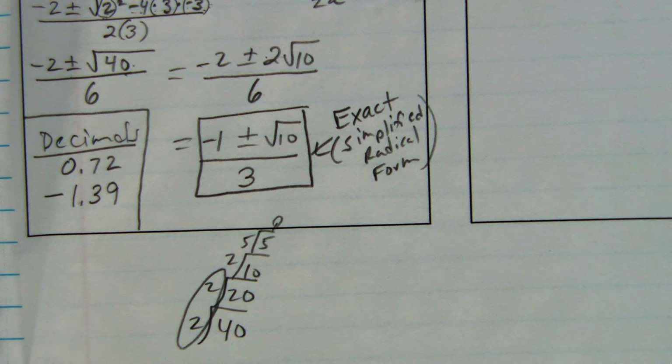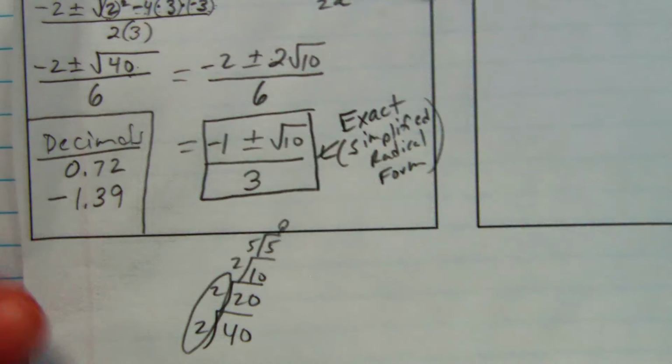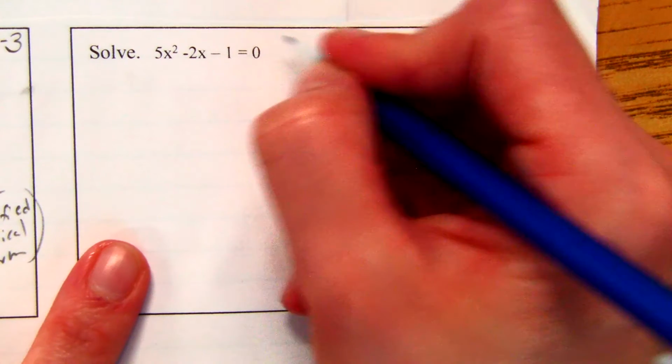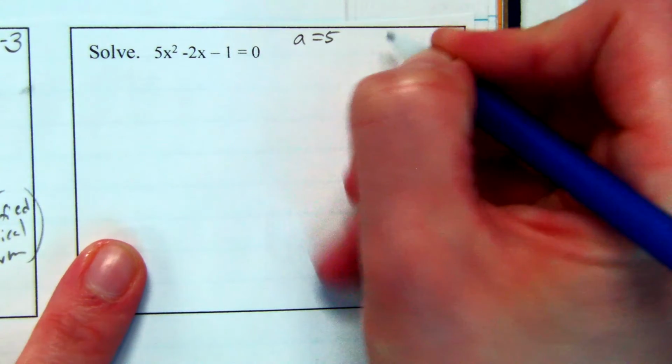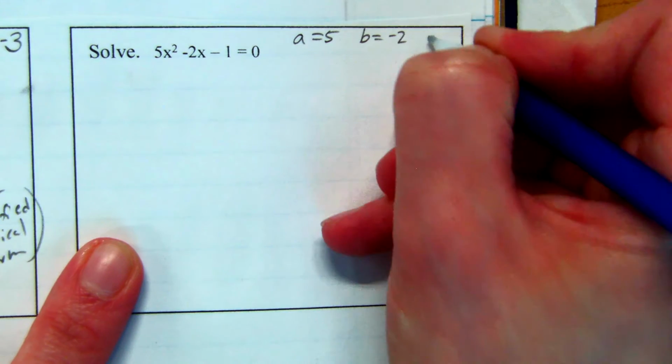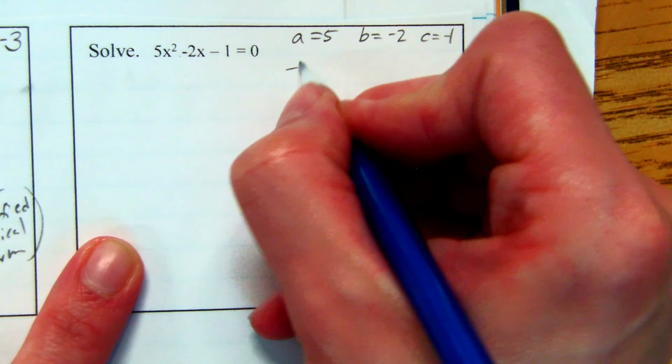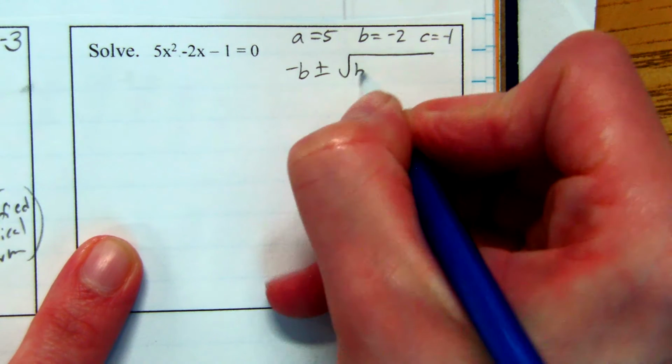Okay, so one more of these, and then I'm going to show you something a little different. So on the next one, let's see, A is 5. B is negative 2, and C is negative 1. Make sure if there's a minus, it goes with the number that comes after it. I'm going to write out my formula again.